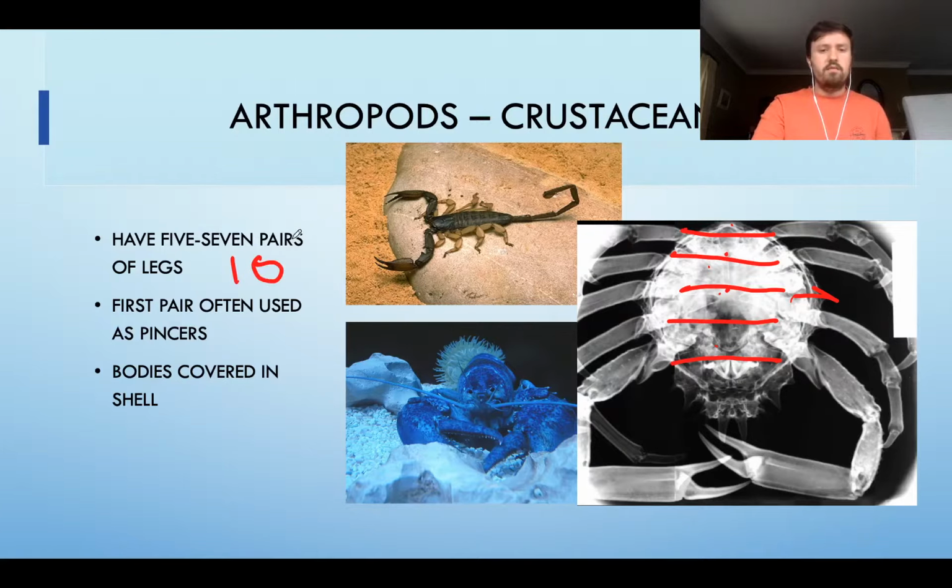You can have up to 7 pairs in some. I think some lobsters have some, which is an example we have here. This is a lobster here. This is a scorpion. And most of the time, crustaceans' bodies are covered in shell. So this scorpion here has a hard exterior shell. We all know that lobsters have shells and crabs have their shells. So that's how you know a crustacean.